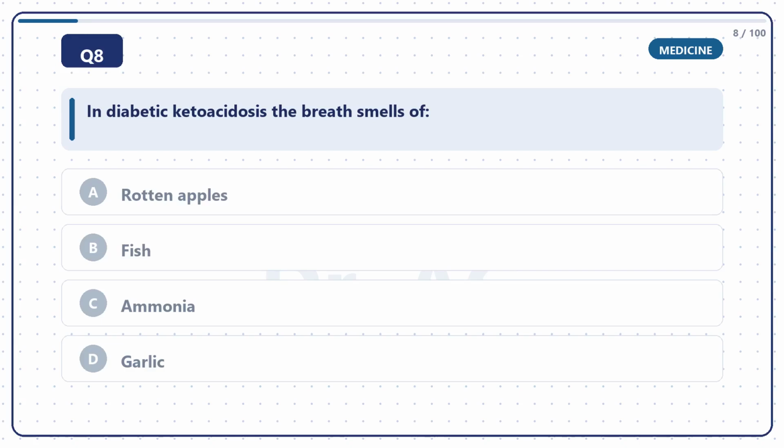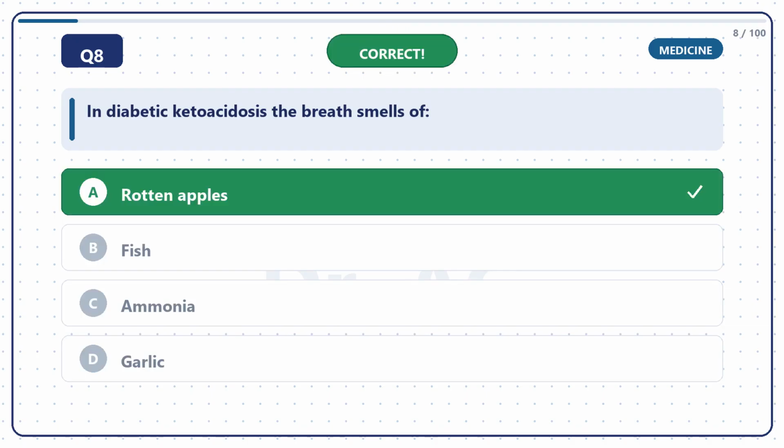Ptosis. Question 8. In diabetic ketoacidosis, the breath smells of option A, rotten apples. Option B, fish. Option C, ammonia. Option D, garlic. The correct answer is option A, rotten apples.